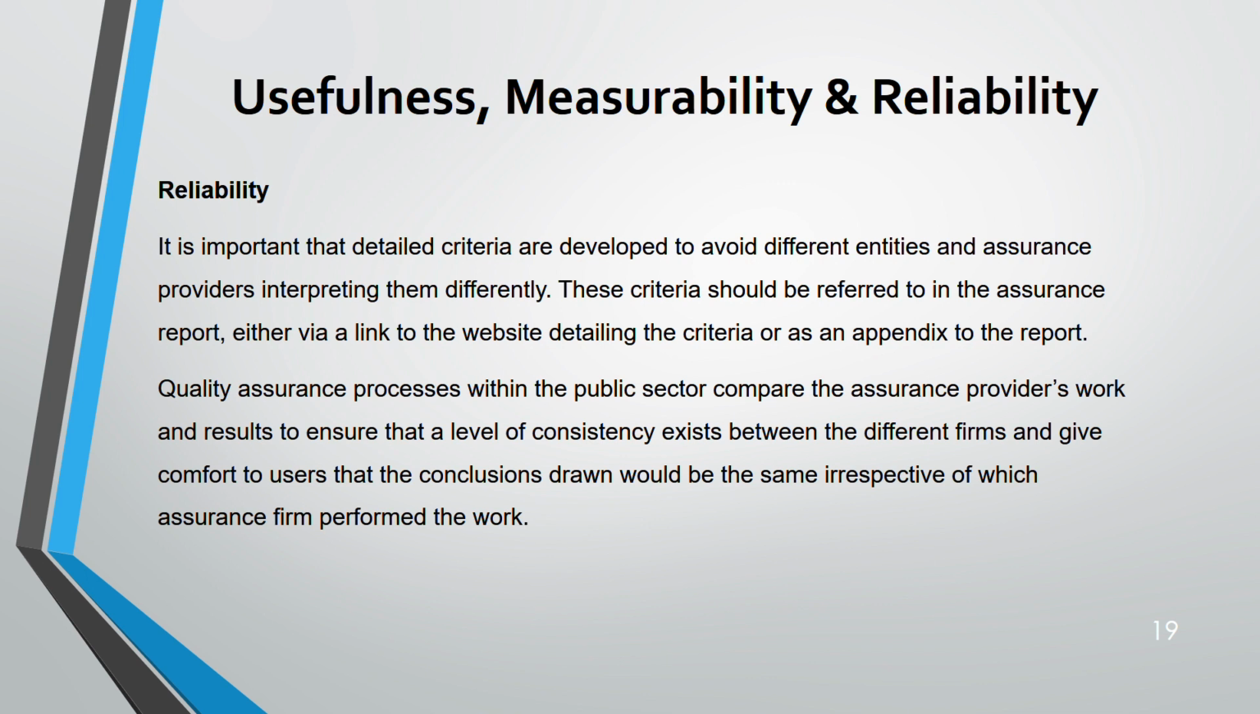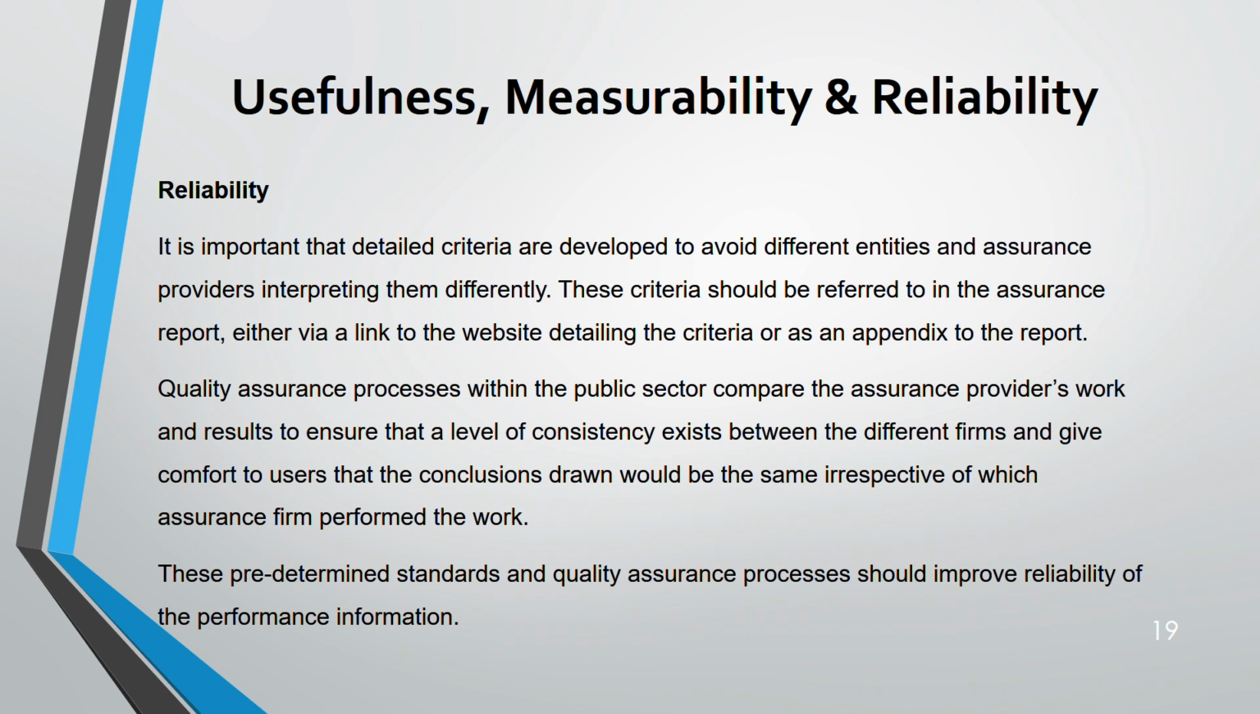A quality assurance process within the public sector compares the assurance providers' work and results to ensure consistency between different firms, and gives comfort to the users that the conclusion drawn would be the same irrespective of which assurance firm performed the work. This predetermined standard and quality assurance process should improve reliability of performance information. It shows the user that whoever the assurance provider is, the conclusion will be the same because their work is consistent. So it's more reliable.